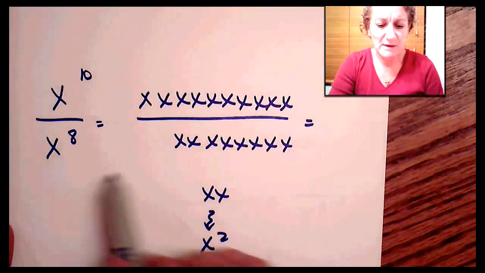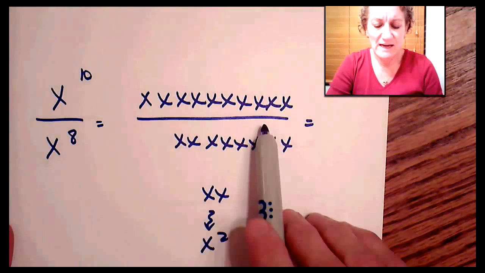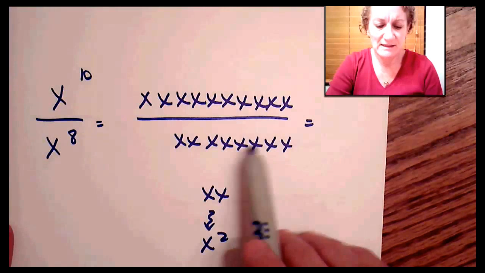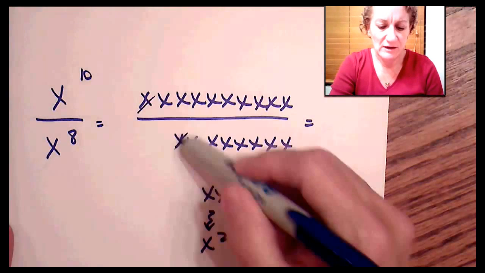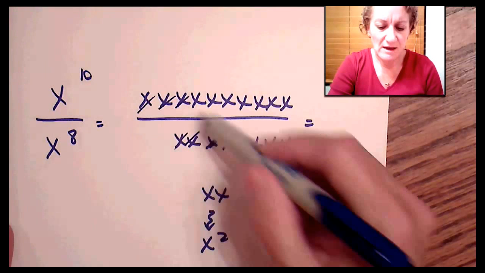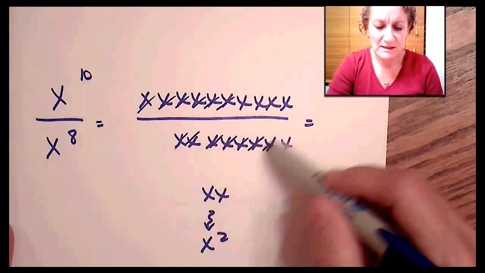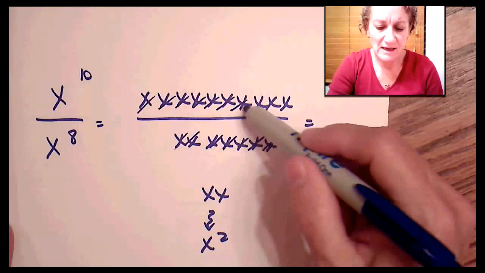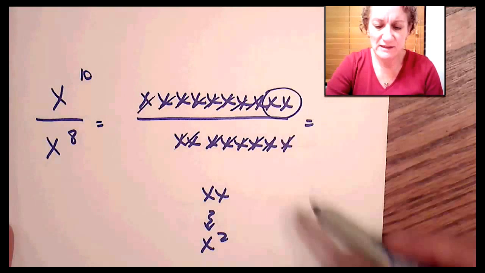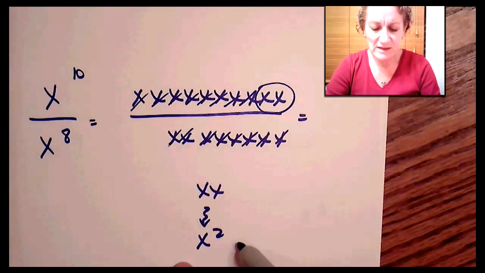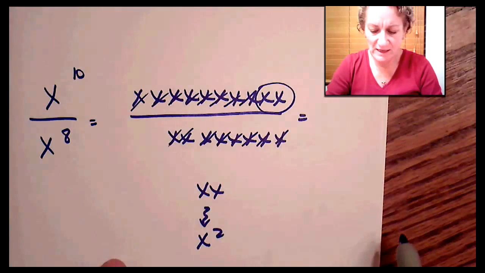X to the 10th divided by x to the 8th. We have 10 x's divided by 8 x's. Let's cancel 1, 2, 3, 4, 5, 6, 7, 8, and we're left with 2 x's in the numerator, so our answer is x squared, or x to the second power.